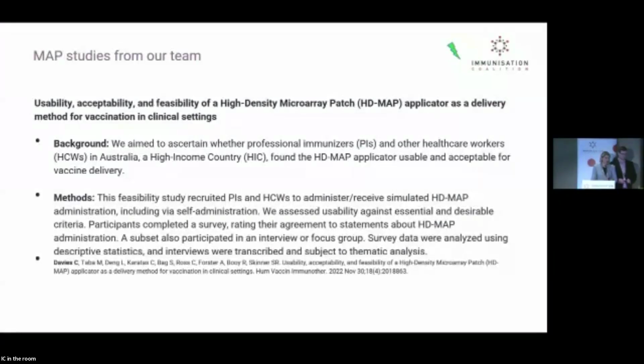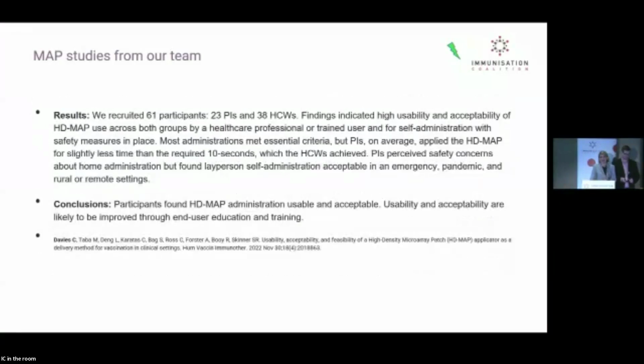So we conducted a usability study with healthcare professionals and professional immunisers, and this was within an Australian setting. It was a feasibility study. It was qualitative and quantitative mixed methods, and also observational as well. And I'll just move on to some of the key findings from this.